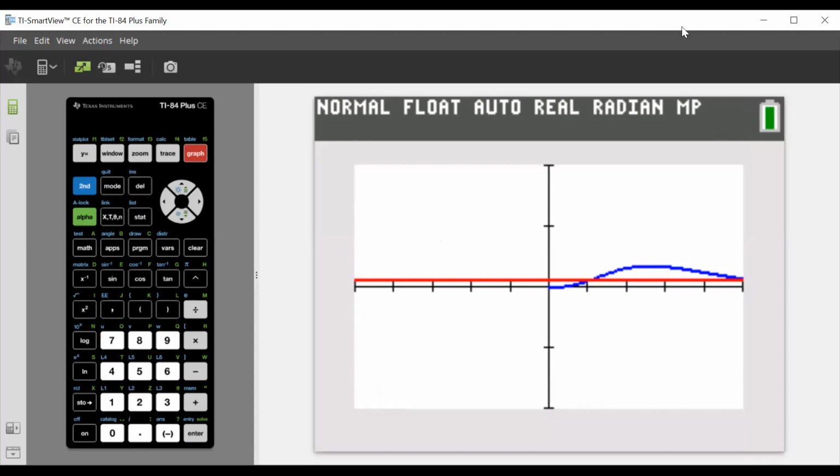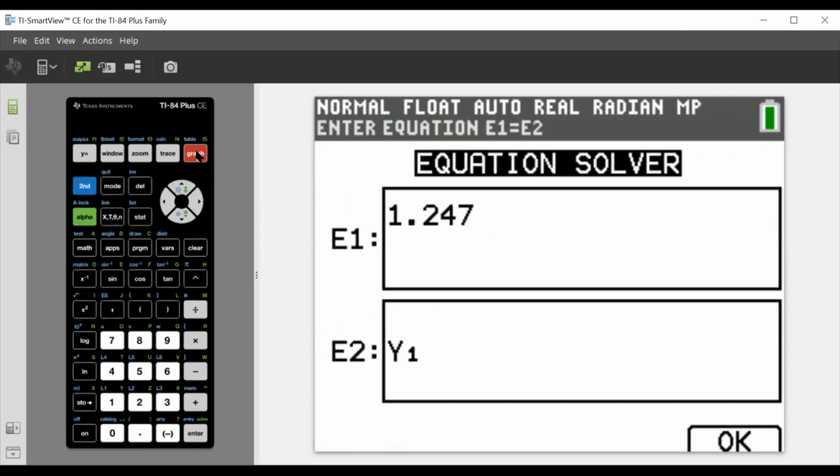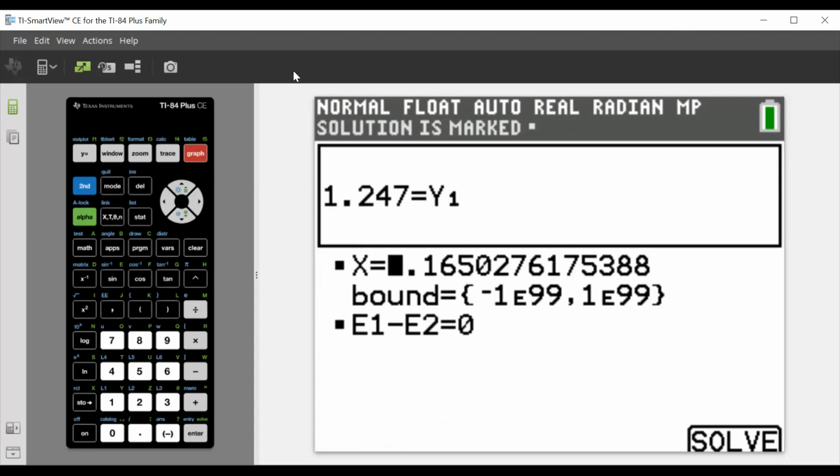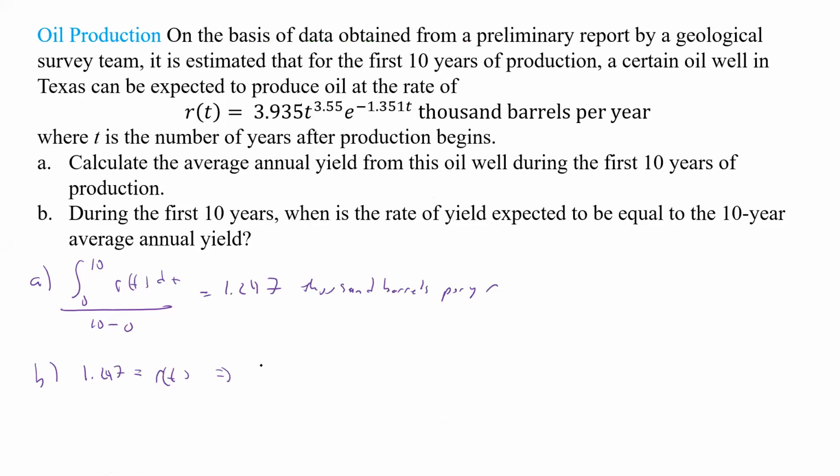So let's go back here, and I better go get that. It's 1.099, but I forgot the second one already. Let's go back here and 5.165. So those 2 points are going to be equal to the 10-year average. Okay, so at 5.165 years and 1.099 years. So that's going to be the 2 pieces.